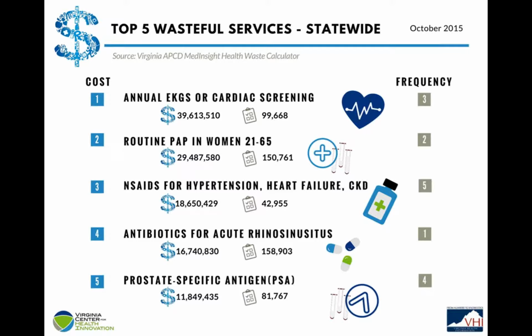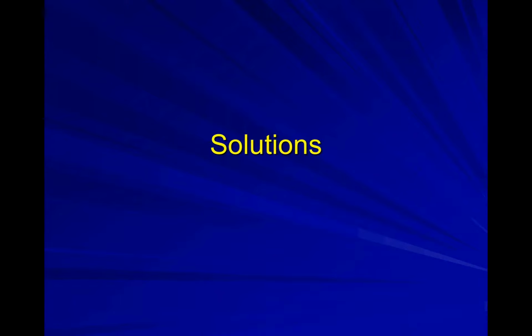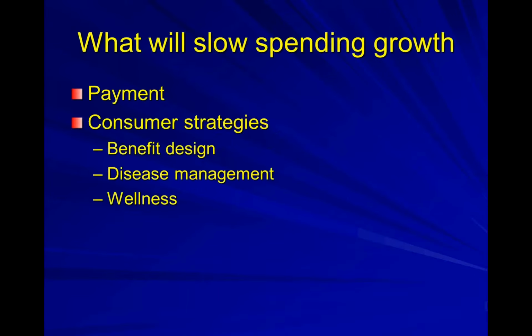What I want to talk about now is some solutions, how one goes about reducing waste, controlling spending. And as an economist, it might not be surprising to you that most of the rest of my talk is going to relate to incentives. So I'm going to divide the incentives up into two categories. The first one will be payment. The second one will be consumer strategies.